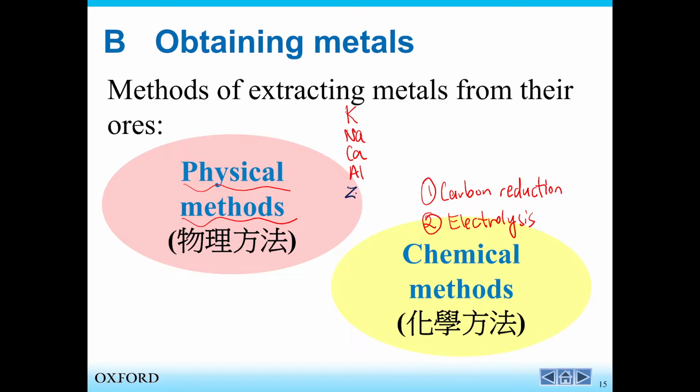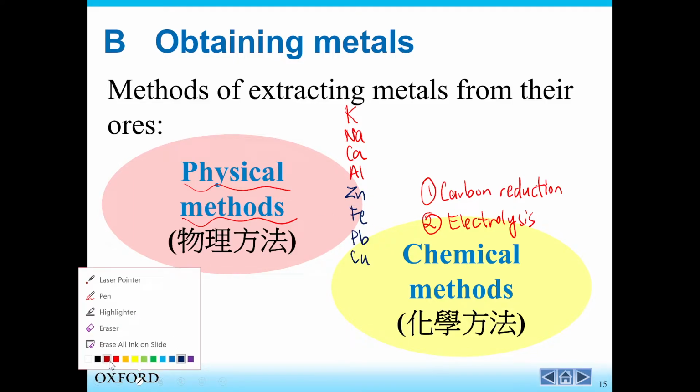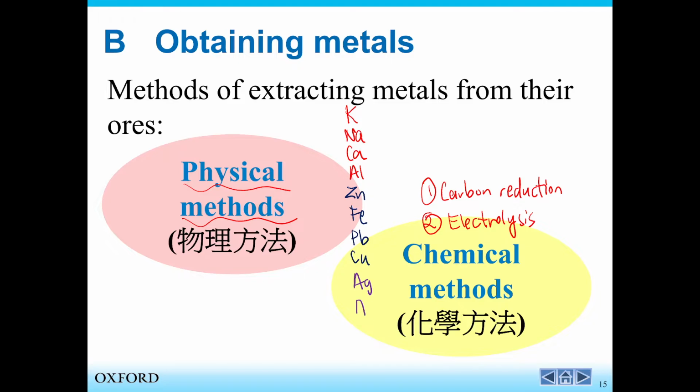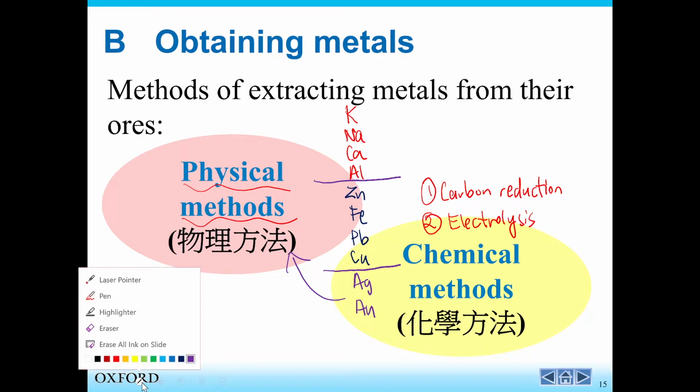Then you have a bunch of others like zinc, iron, lead, copper. Now, these would be primarily extracted by carbon, what we call carbon reduction. And finally, we have the last group, which is silver and gold. These will be extracted by the physical methods that we were talking about, or usually we would also just heat it by itself.